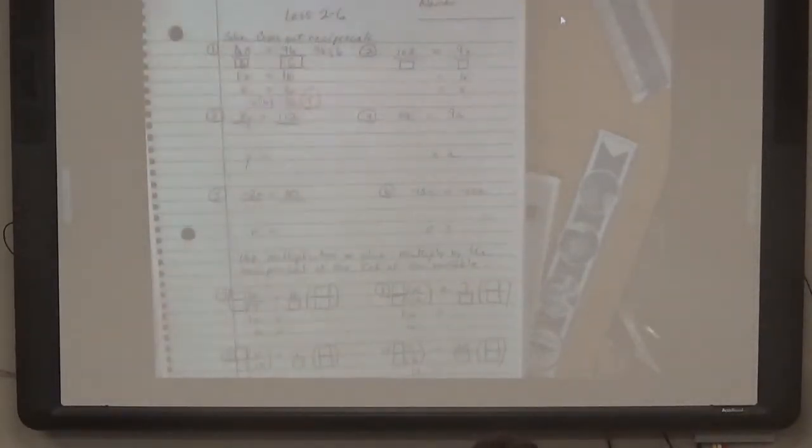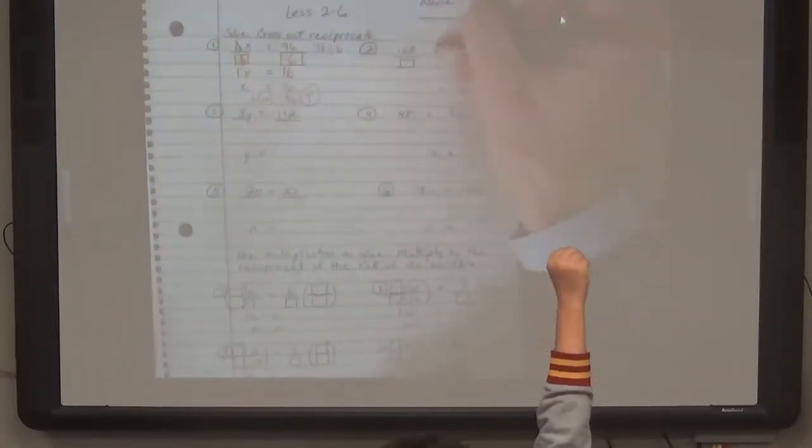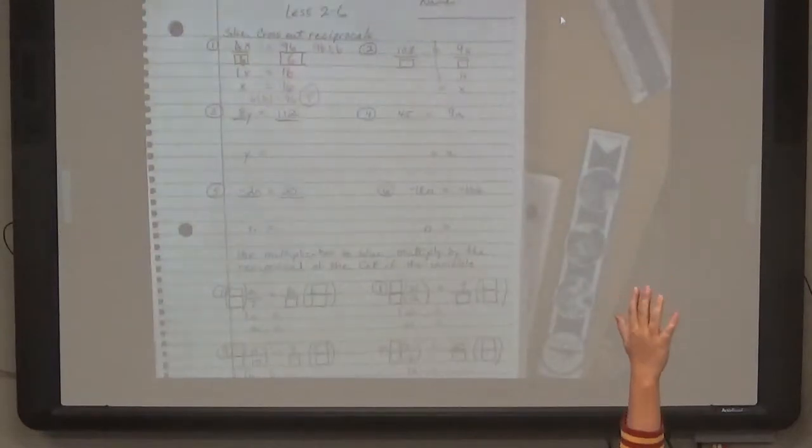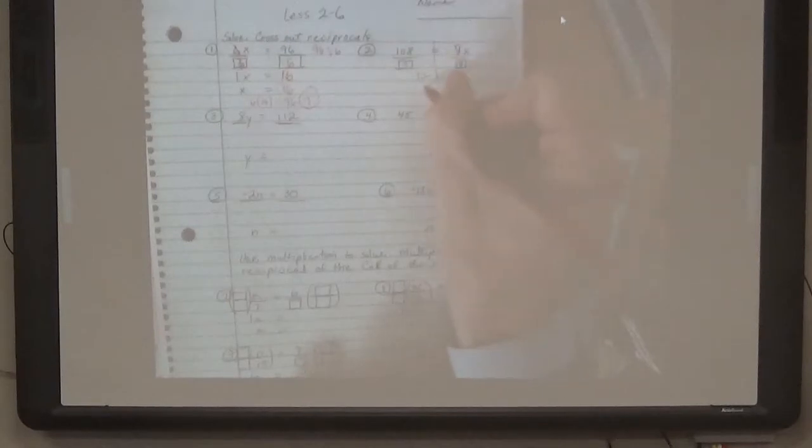There is a box in number 2. Start on the side with the variable. So you put 9 below 9x. Good. Then you put 9 under 108. You divide it, which equals 12. So x equals 12. And 9 times 12 is 108.